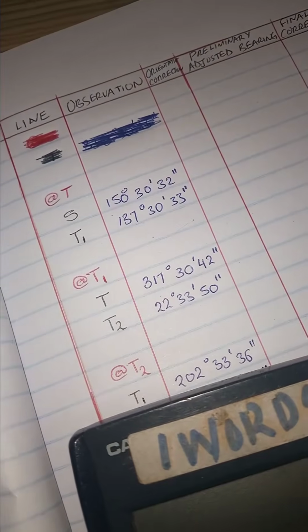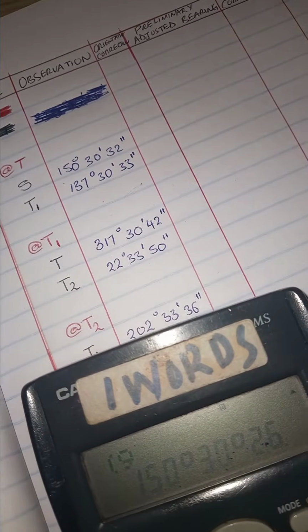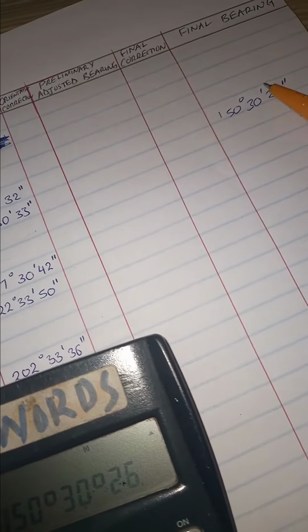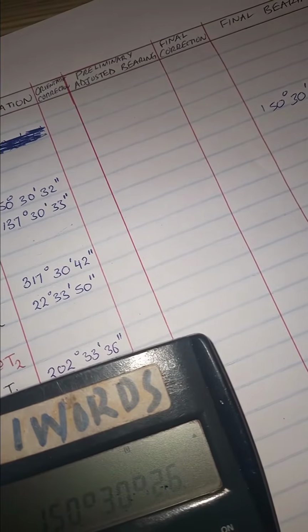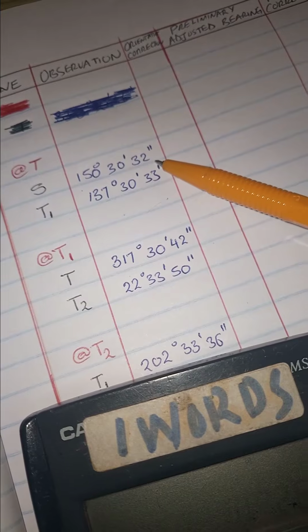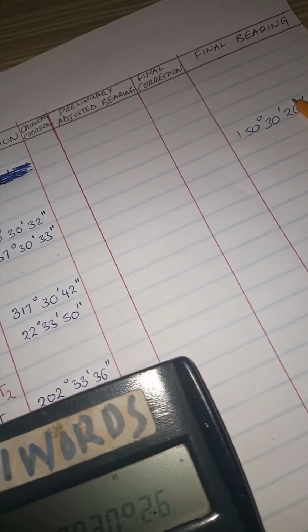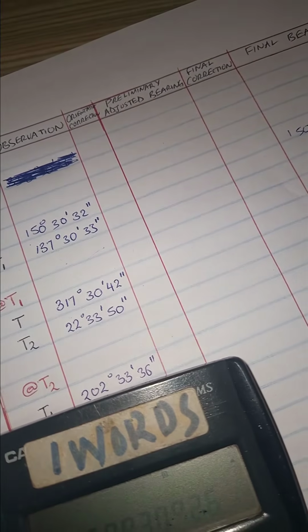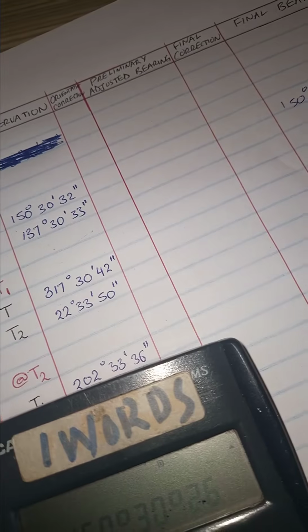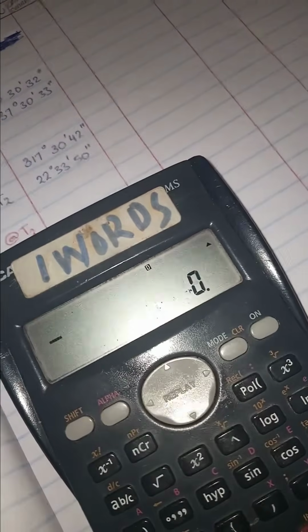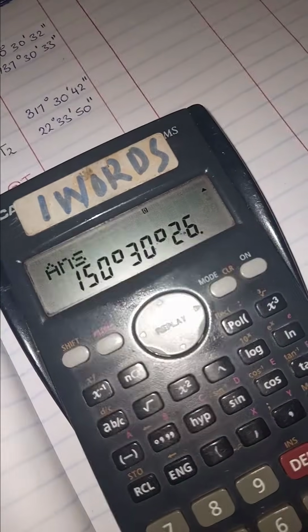So I'll have my value here. That value, I will need to find the correction that was applied in order for it to have the final correct bearing here. By the use of the calculator, I'll have my observed value and my final value. The difference between the two will be my orientation correction. So by subtracting this, I'll be able to know what the final orientation correction was. Here I already had my answer.